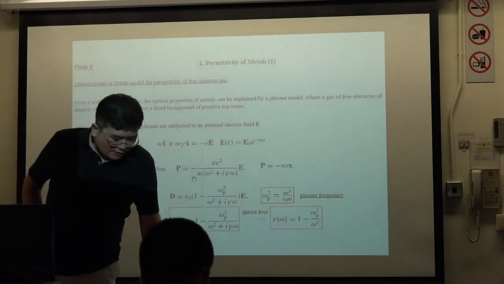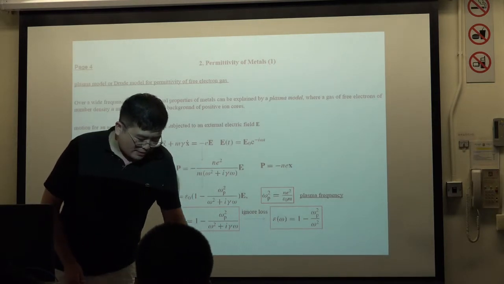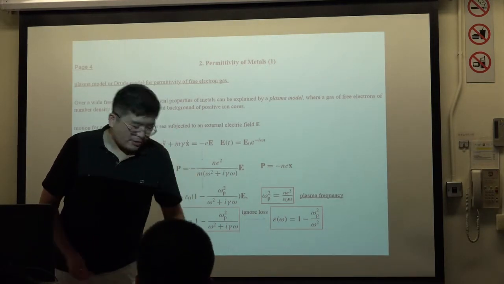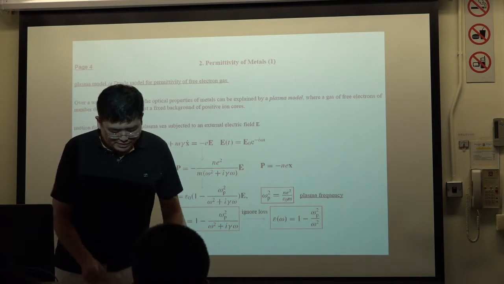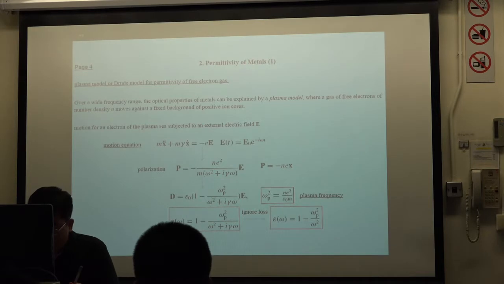So the first difficult thing, I think, is how to derive the permittivity of the matter. Everyone should know this, whether it is the Drude model or the Lorentz model.